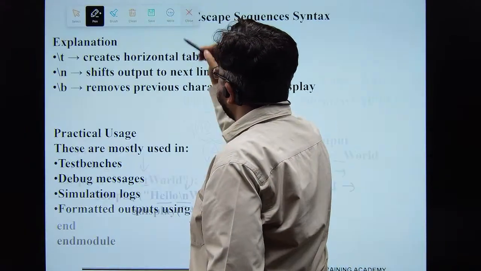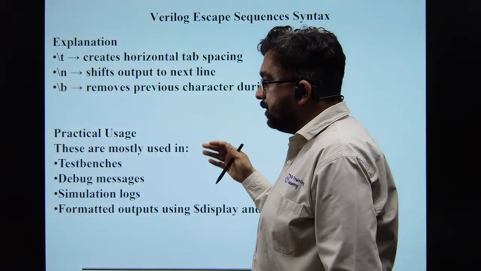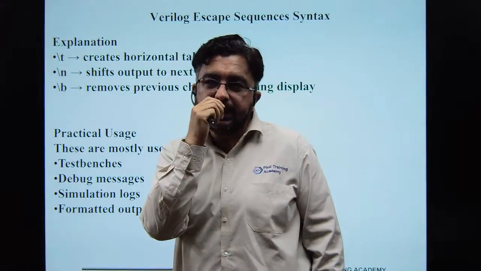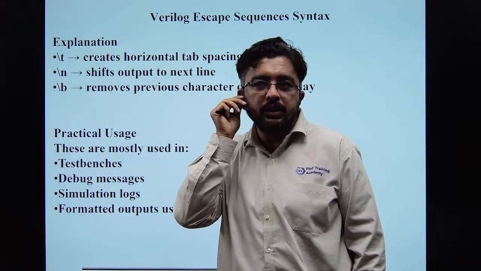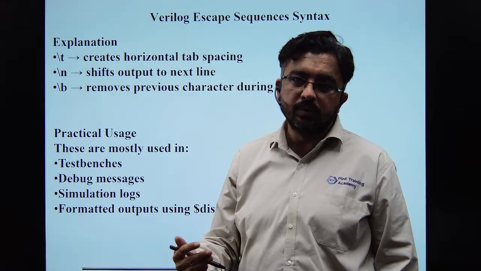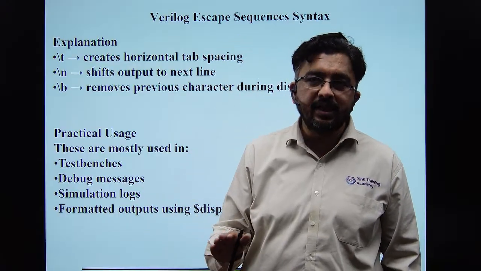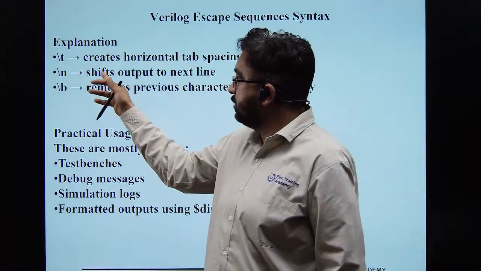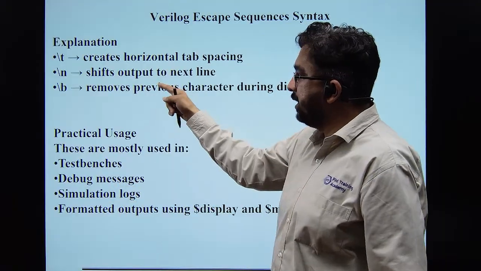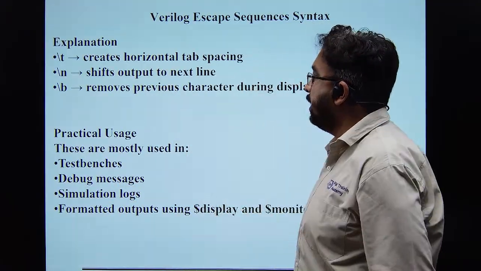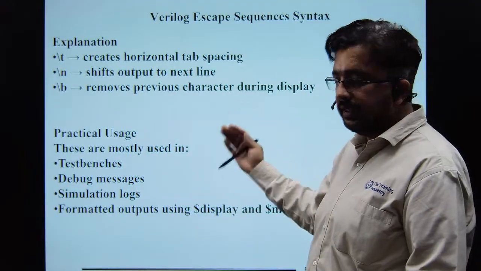Next slide. Again, brief information, because these are interview questions. Generally, the interviewer wants to check the basic understanding of whether you know every aspect of Verilog or not. So he or she may ask for a comparison of all three: \n, \b and \t. \t creates a horizontal tab spacing. \n shifts output to the next line, and \b removes the previous character during the display.